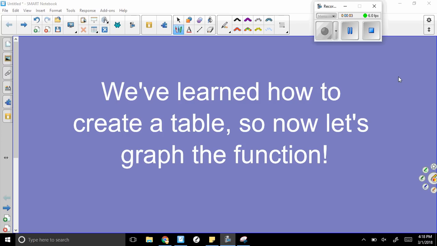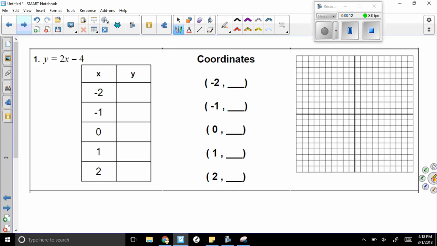All right, now that we've learned how to create a function and make a table out of it, we're going to add another step and add graphing. So our first example, my function right here, is y equals negative 2x minus 4. And I've already started the table, and whenever I create a table, I always want to start out with 0, and then I want to have some negative values and some positive values.